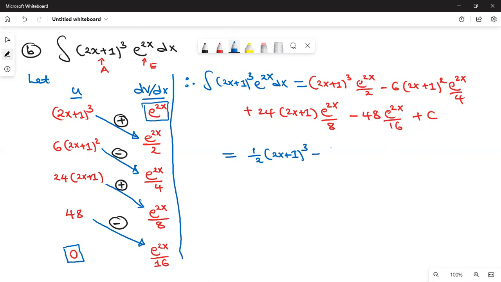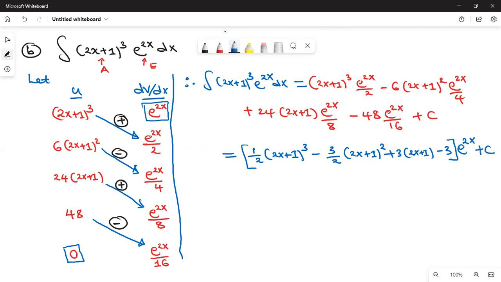Minus 6 over 4 is the same as 3 over 2. 2x plus 1 squared. I can see 24 over 8, that is the same as 3, plus 3, 2x plus 1. 48 over 16, again, that is 3, so minus 3. The whole of this is multiplied by exponential 2x, and then there's a constant c of integration.